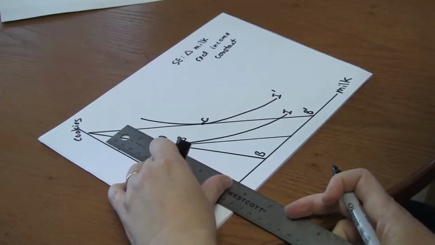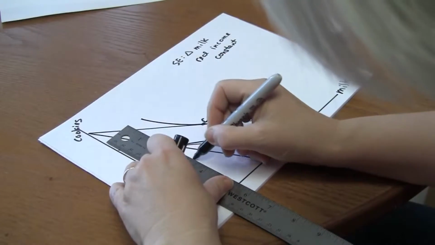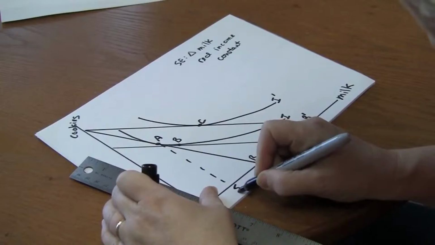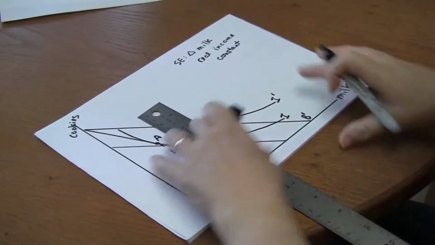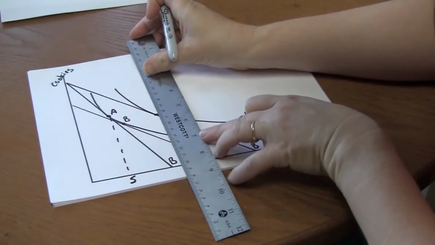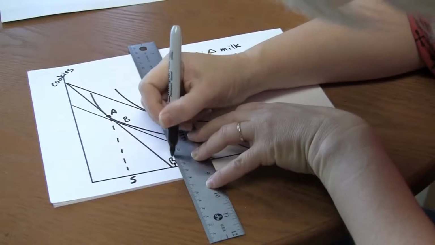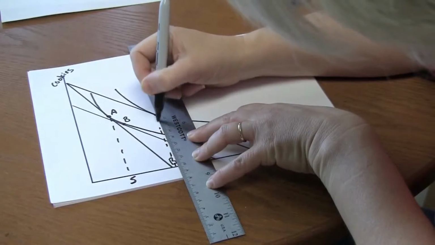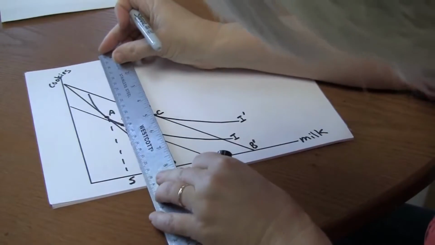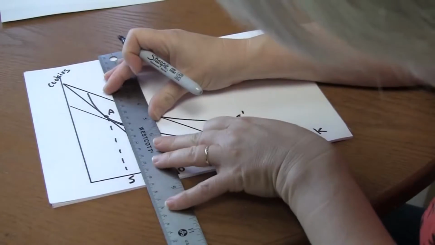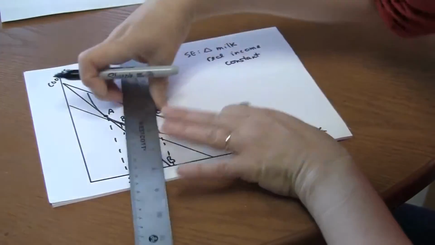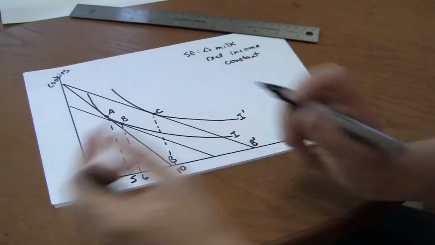Now, the original choice might be something like 5 glasses of milk. Just put it over here so you can see it better. The original choice might be something like 5 glasses of milk. The new choice, something like 10 glasses of milk. And this intermediate point, something like 6 glasses of milk.